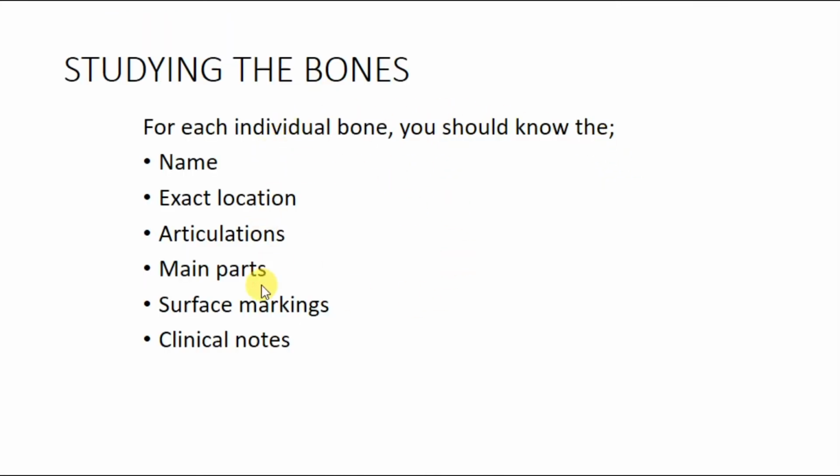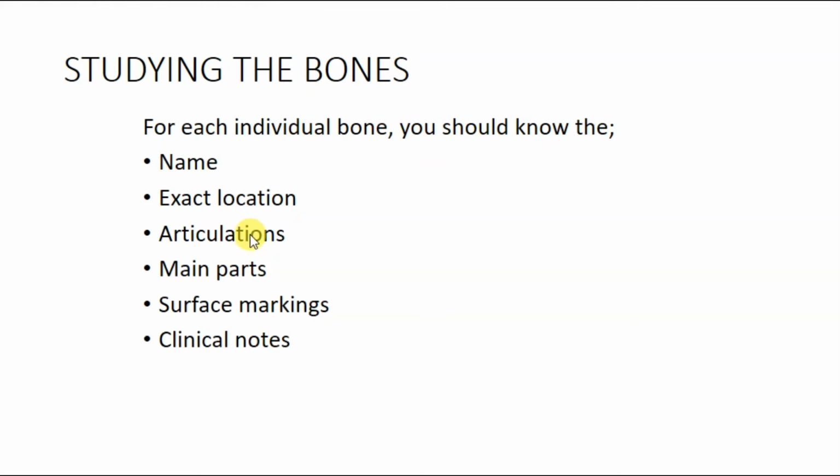So let us study about the bones. When we are studying about the bones of the upper limb, we have these important aspects to consider. It is very important to understand what we need to know when we are studying about the bones. So in the bones, we need to know first the name of the bone. Then from there we need to know the exact location. Where is it located in the body? Then we need to know articulations. Articulations, that means joints.